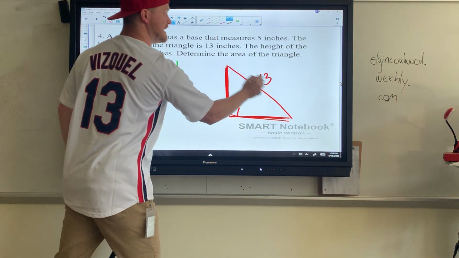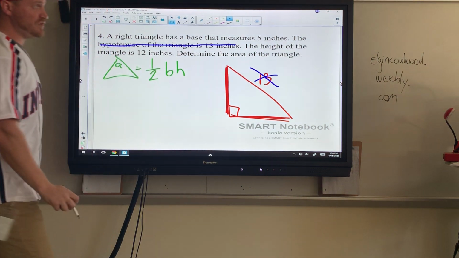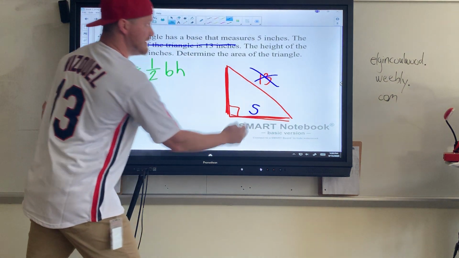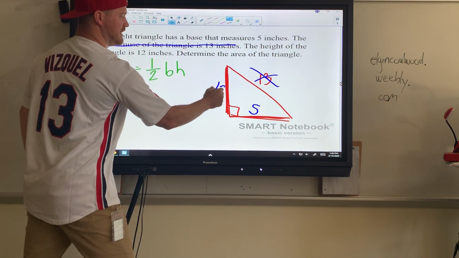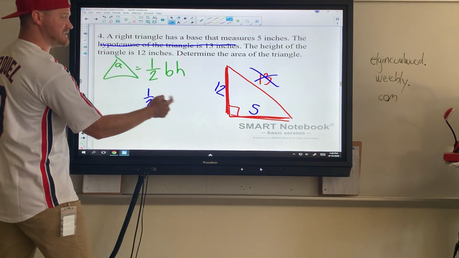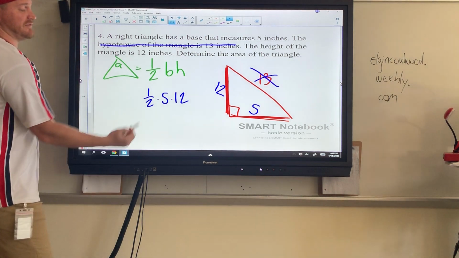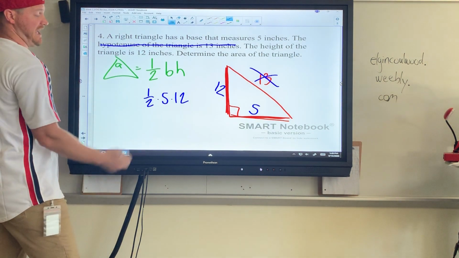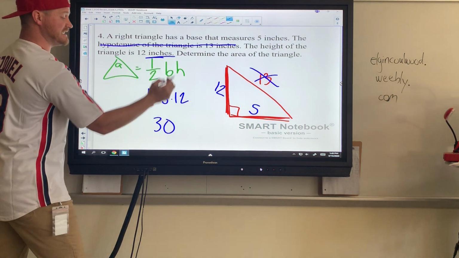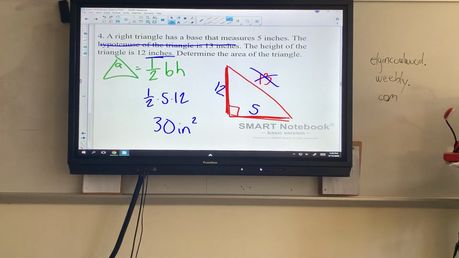So in this case, we're not using that 13. The 13 of the hypotenuse is here to trick you. What we are using is the base that is 5 and the height that is 12. So you just go ahead and plug this into your formula: 1/2 times the base, which is 5, times the height, which is 12. Well, 5 times 12 is 60, and half of 60 is 30. And we know that the unit is inches, so it's 30 square inches, or 30 inches squared for that one.